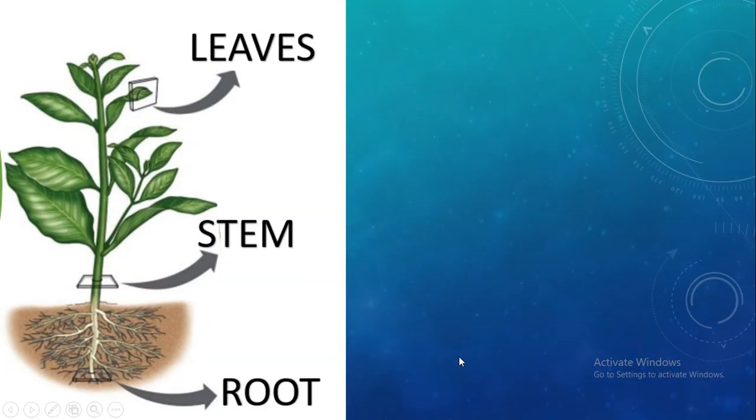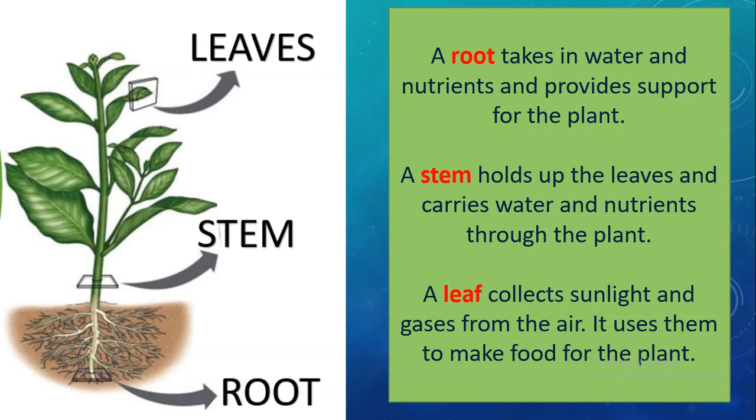Now, as we mentioned before, plants cannot move from place to place to find food and water like animals can. So, how do plants meet their needs? They have parts that help them get the things they need to stay alive: root, stem, leaves. Root: it takes in water and nutrients and provides support for the plant. Stem: it holds up the leaves and carries water and nutrients through the plant. A leaf collects sunlight and gases from the air and uses them to make food for the plant. This is the short version.